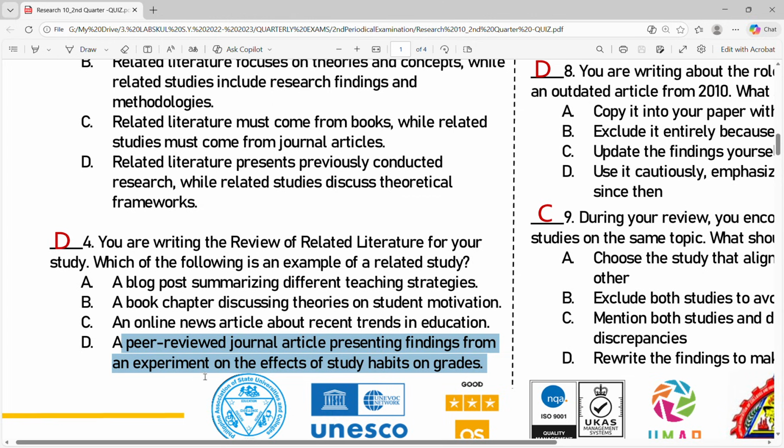We have what we call the primary sources of data in related literature and related studies. And usually our primary sources are those peer-reviewed journal articles or those published theses or dissertations from the researchers. These blog posts, however, are considered secondary sources. A book chapter is usually the source of our concepts or ideas about our chosen topic, about student motivation. So this is more of related literature.